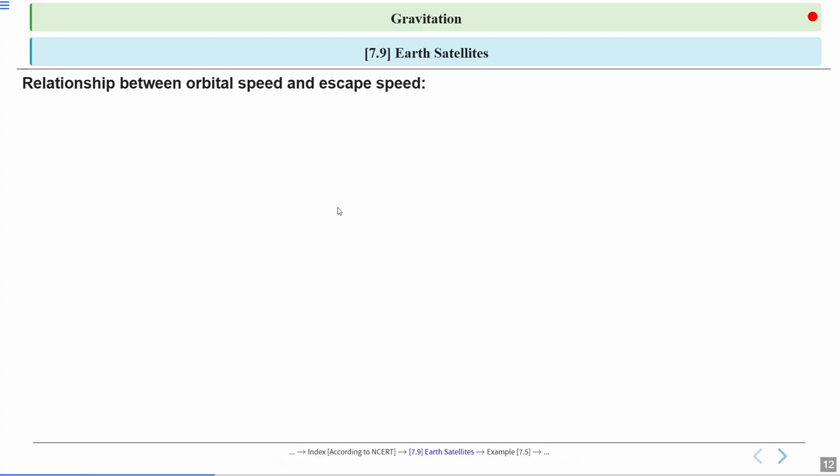Now we are going to explore the relationship between orbital speed and escape speed. So let's start with orbital speed, which is the speed an object needs to stay in orbit around Earth. The formula for orbital speed v₀ is equal to √(gRe), where g is the acceleration due to gravity and Re is the radius of the Earth. Then we have escape speed, which is the speed required for an object to break free from the Earth's gravitational pull without any further propulsion. So ve = √(2gRe).